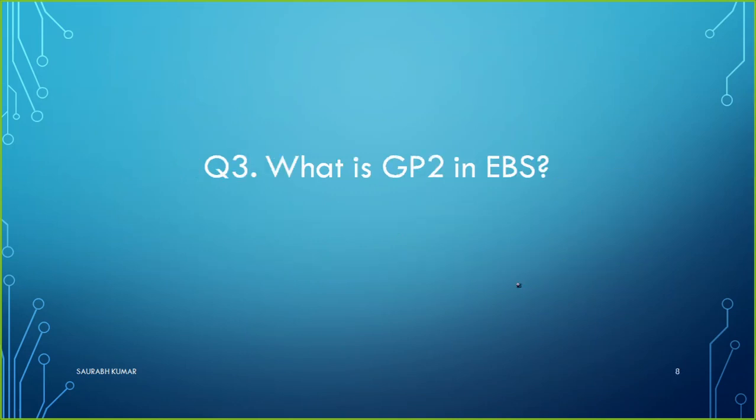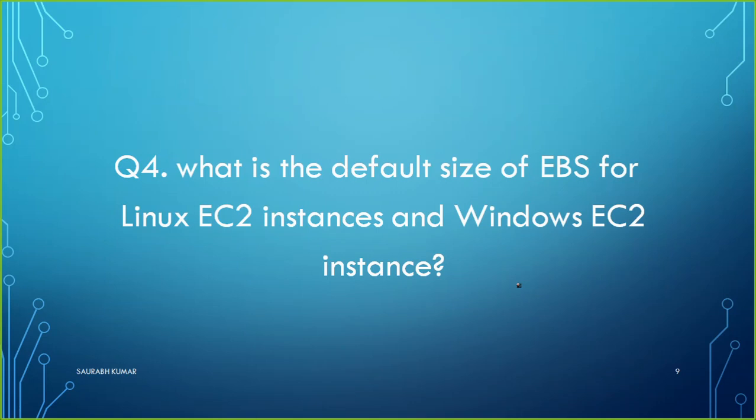Question number 3. What is GP2 in EBS? Whenever we were launching an instance, we were selecting the volume type. We were choosing GP2 there. So what is the meaning of GP2? Question number 4. What is the default size of EBS for a Linux instance and for a Windows instance? If you are creating a Linux instance, what is the hard disk size it is taking? When you are using a Windows machine, how big is the size? How many GB is it? Please write the answer for this.